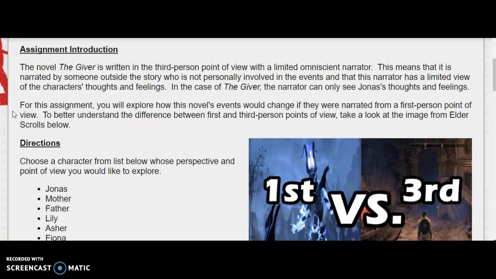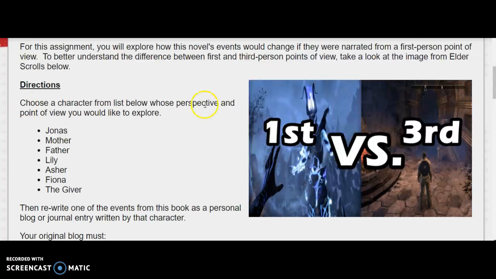To better understand the difference between first and third-person points of view, take a look at the image from Elder Scrolls below. So if you take a look at this picture that I uploaded, the first-person point of view, you can see your hands as you actually participate in whatever it is that's going on. Now, if you were to play this game from a third-person point of view, then you're looking at the character, you're watching the character do things. You are not actually in the character's mind. You're not seeing things from the character's perspective. All right? So let's take a look at directions.